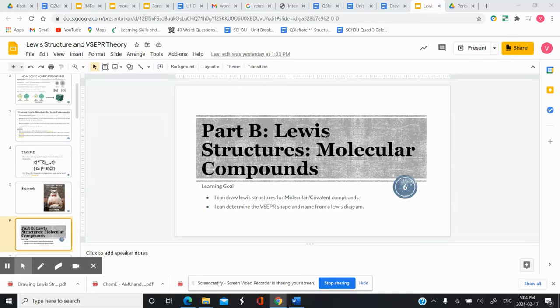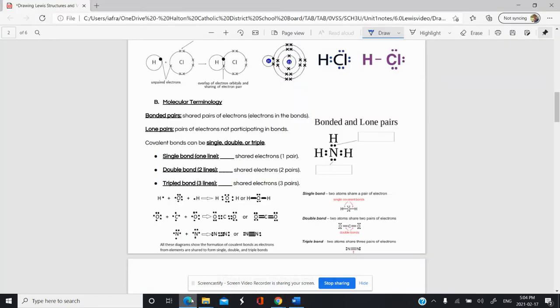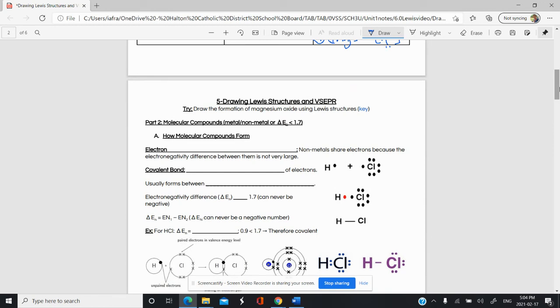In this video, we're going to start looking at terminology related to Lewis structures for molecular compounds specifically. So in the last video, you learned that ionic compounds form by a transfer of electrons. In this lesson, we're going to learn about how molecular compounds form. And rather than transfer electrons, they form by electron sharing.